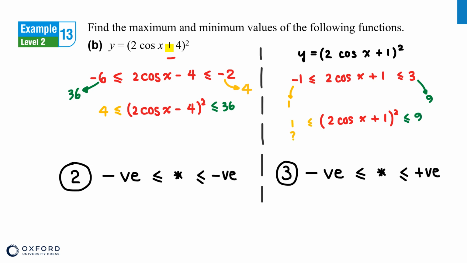As in part A, the value to be squared ranges from negative 1 to 3. That is, it includes 0. The square of 0 is 0, and 0 is less than 1. Therefore, the minimum value of the function is 0 instead of 1. Do remember to pay additional attention to this third case when working on similar problems. That's it.